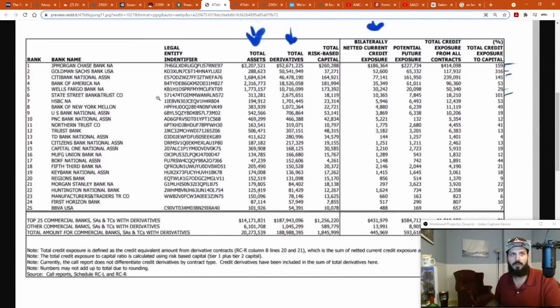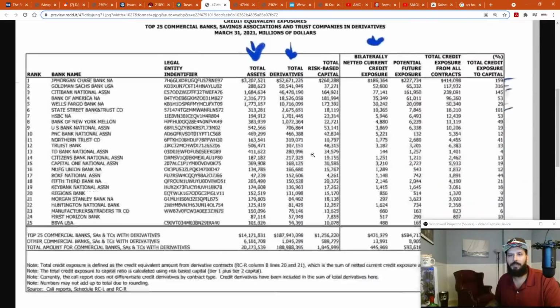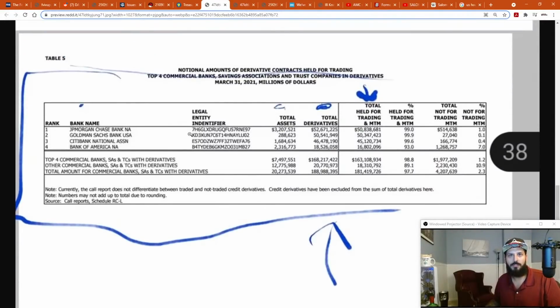This is my report. I know it says preview Reddit, but look, this report is directly from the Office of the Comptroller of the Currency. This is the notional amount of derivatives contracts held for trading. Top 4 commercial banks, March 31st, 2021. This is the most recently available report.